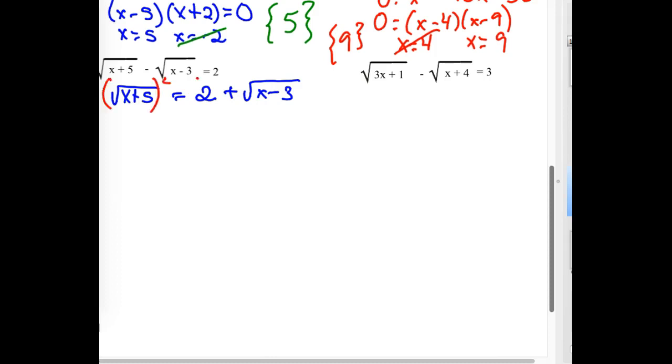On the right side, it makes a mess, but we'll clean it up eventually. So on the left side, squaring the square root leaves me an x plus 5. On the right side, remember when we are squaring, we're multiplying it by itself, or we're using that pattern, right? The pattern says square the first term, so 2 squared would be 4. Then it says double the product, twice the product. Well, the product would be 2 times the square root of x minus 3. Double that makes 4 times the square root of x minus 3.